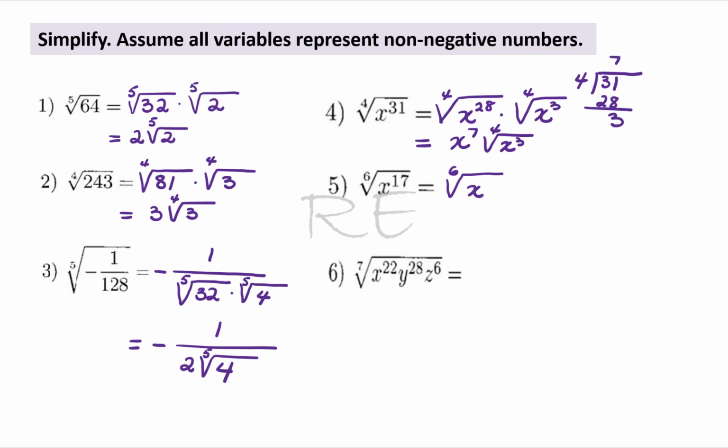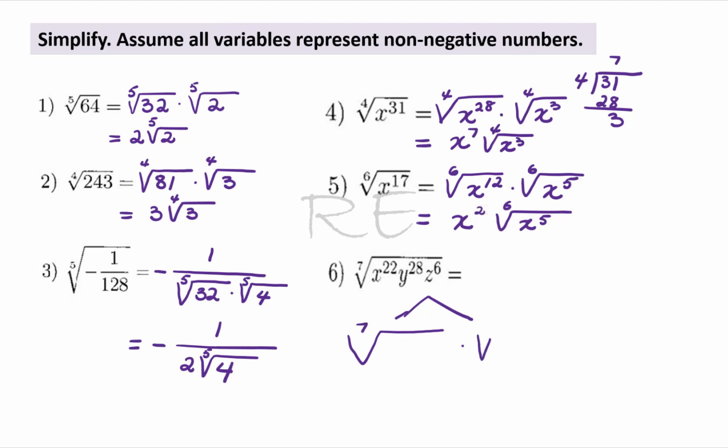6th root of x to the 17th will be 6th root of x to the 12, which is a perfect 6, times 6th root of x to the 5th. 12 divided by 6 is 2. Therefore, our answer is x squared times 6th root of x to the 5th.